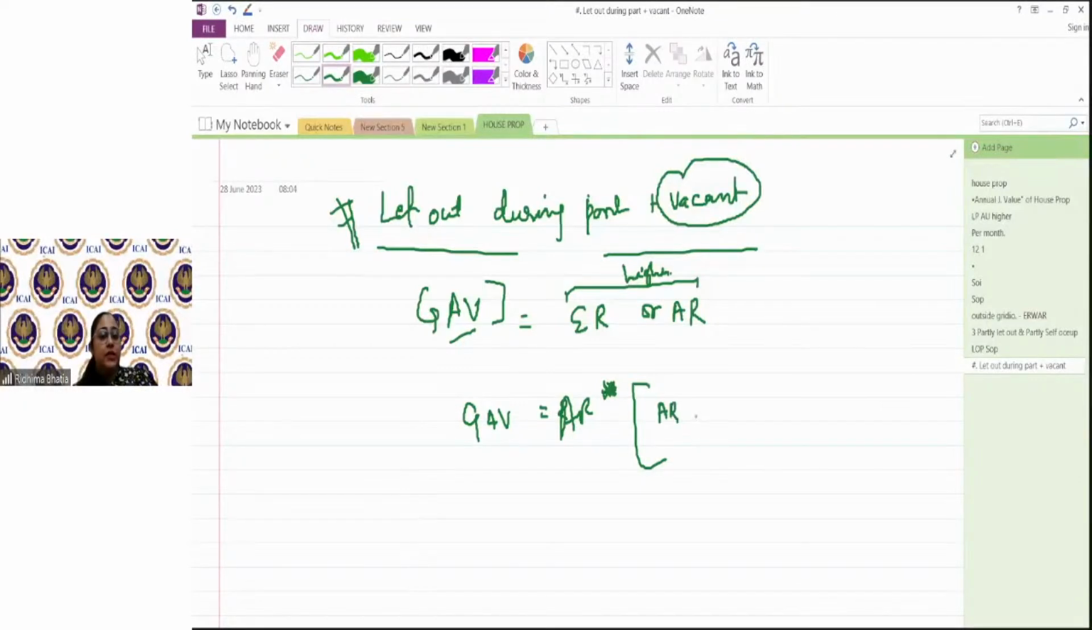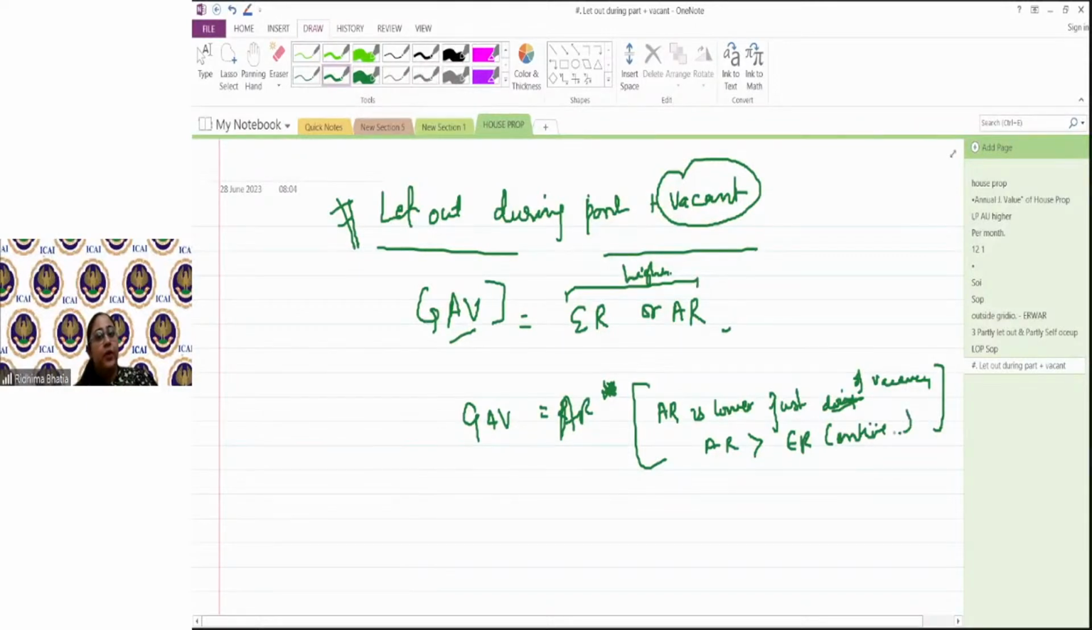actual rent is lower just because of vacancy. Had the let out been for the entire year, actual rent would have been higher than expected rent. अब ये मैंने क्या लिखा, ये तो ऊपर से गया मैम, कुछ समझ ही नहीं आया. Let's take it case by case.